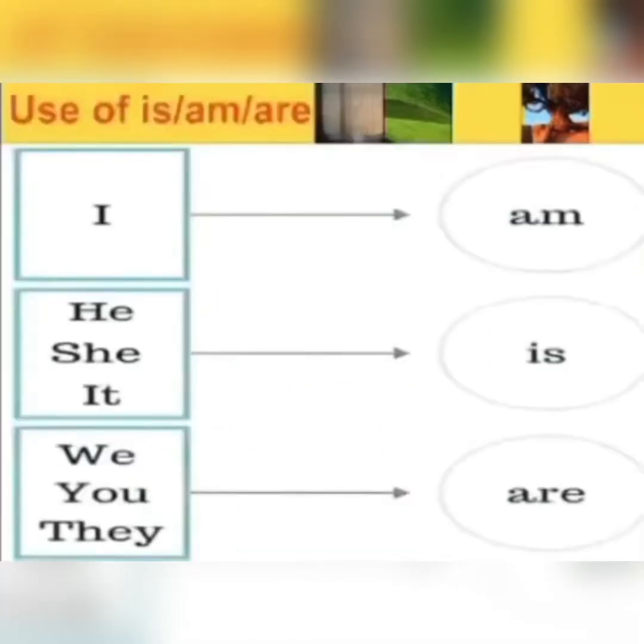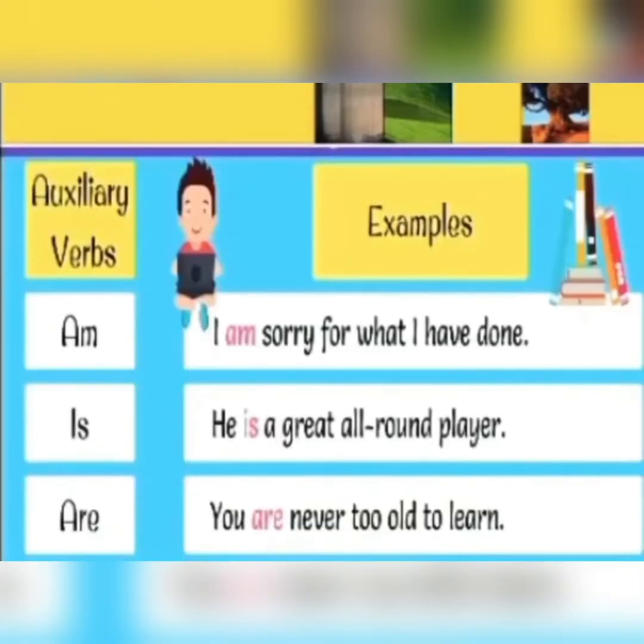Now, let's look at the use of is, am and are. Is, am, are are used to express the present tense, present continuous tense. So, am is used with the subject I. Is is used with the subject he, she, it or any singular. And are is used with the subject you, we, they or any plural. Let's look at the examples.